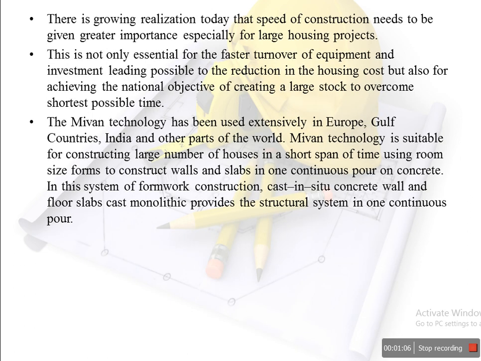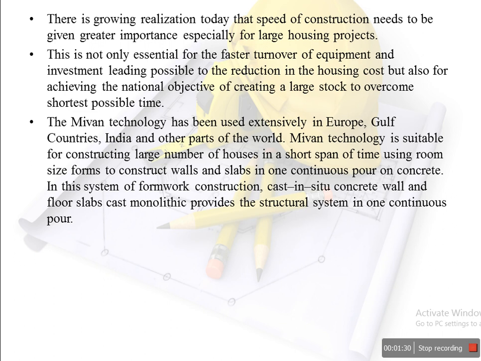Next, there is a growing realization today that speed of construction needs to be given greater importance, especially for larger housing projects. Mivan technology has been used extensively in Europe, Gulf countries, India and other parts of the world. Mivan technology is suitable for constructing a large number of houses in a short span of time. Using room-size forms to construct walls and slabs is one continuous pour of concrete.